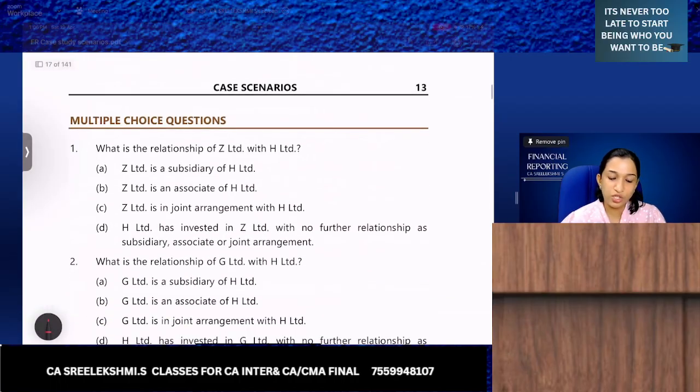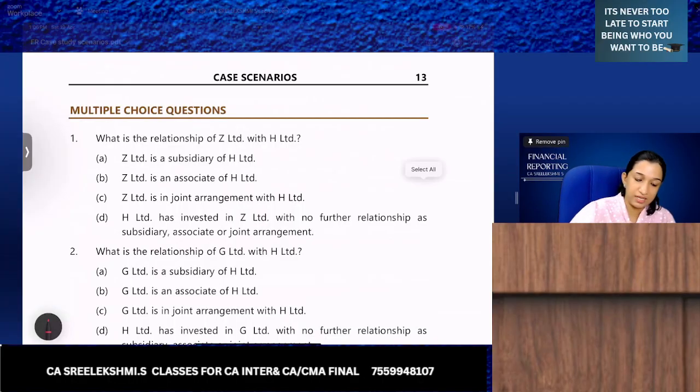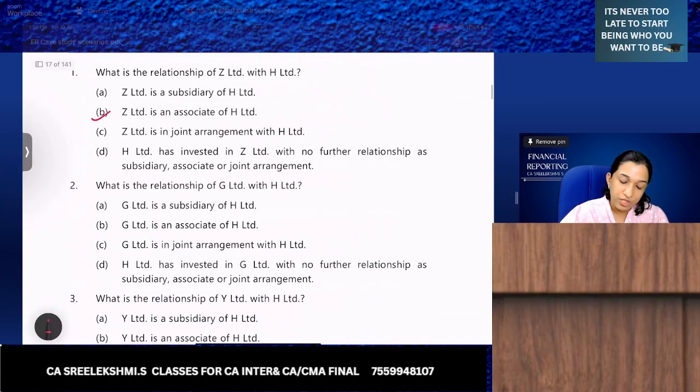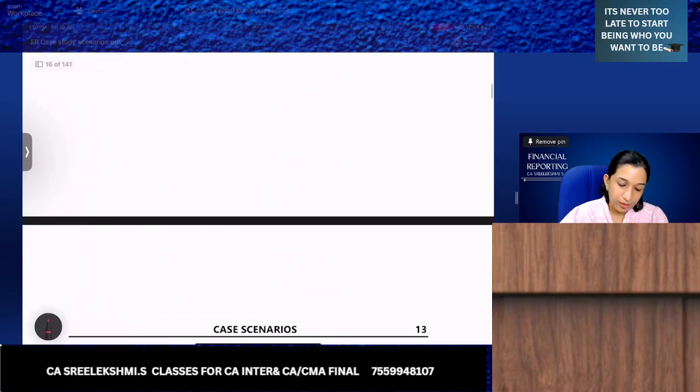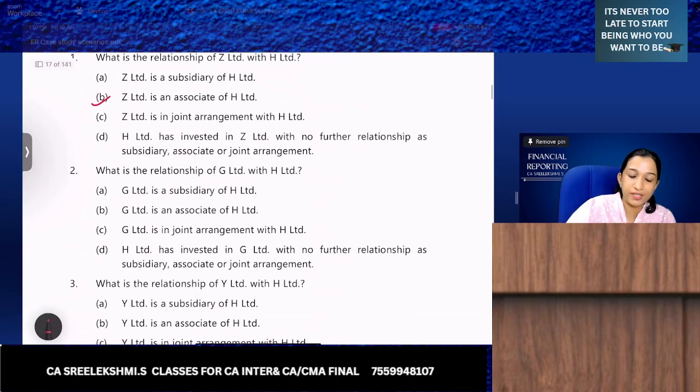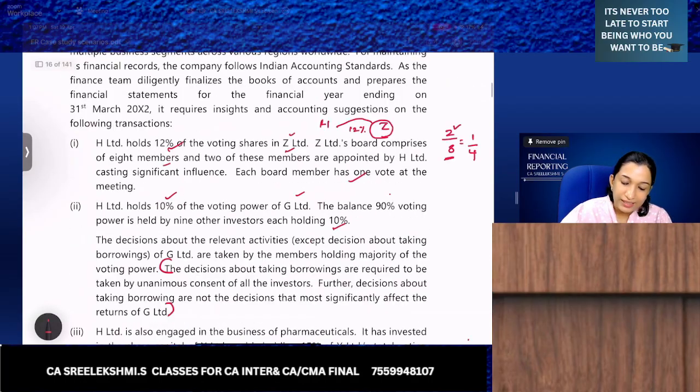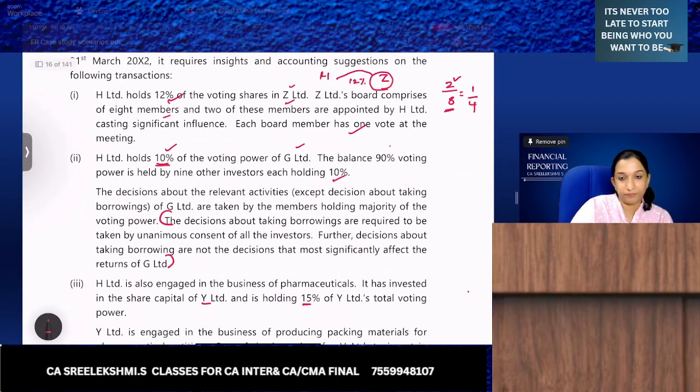What is the relationship between Z and H? Z is an associate. What is the relationship of G Limited with H Limited? Of course, not a subsidiary, and there is no joint venture. How can I say there is no relationship? Because there is only 10% voting power.